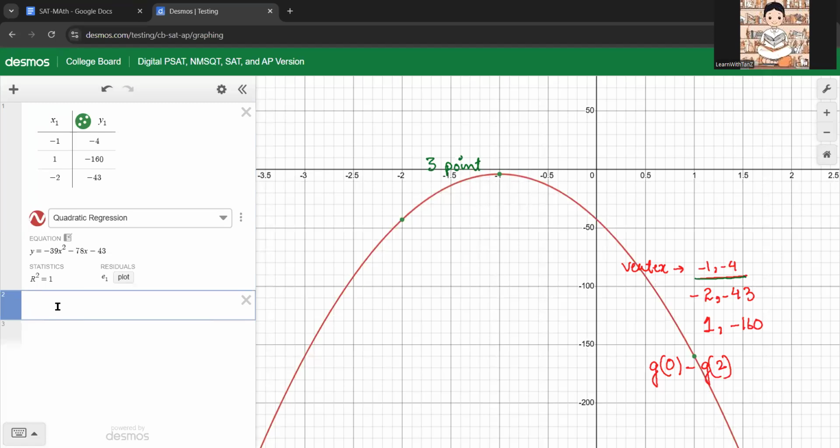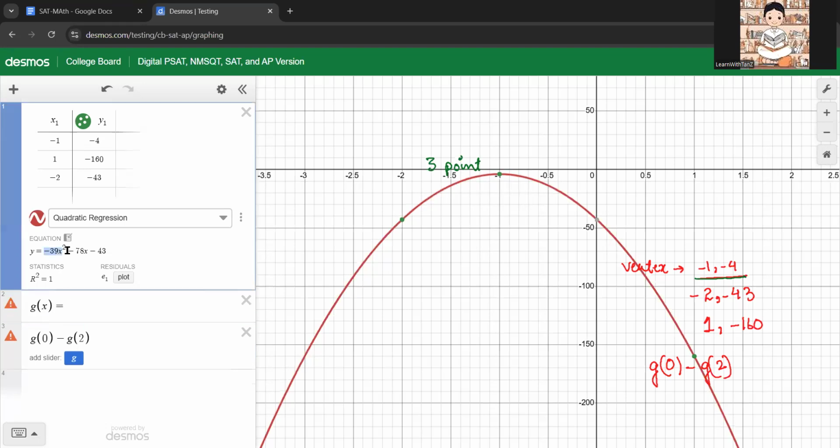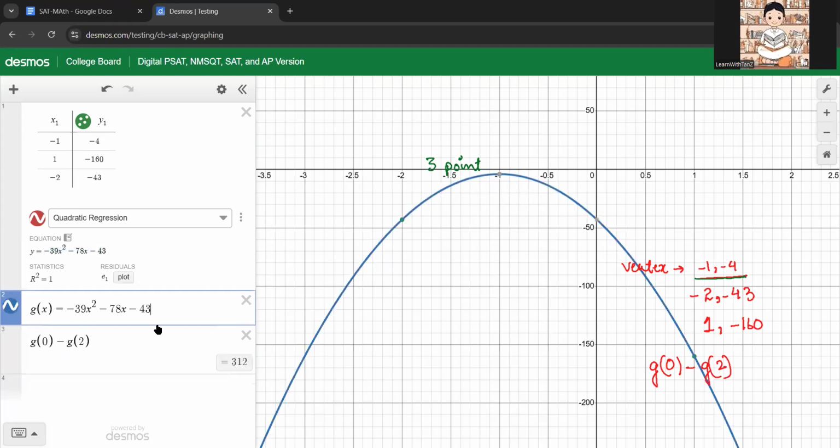Now, what do we need? We need g of 0 minus g of 2. But I need to give a function g of x to Desmos so that it can calculate the value of g of x at 0 and at 2. So I'll write it equal to what? The quadratic equation I have. And that's equal to this.